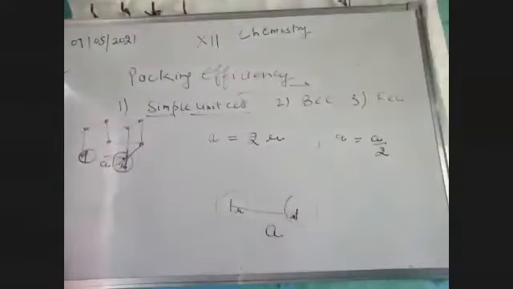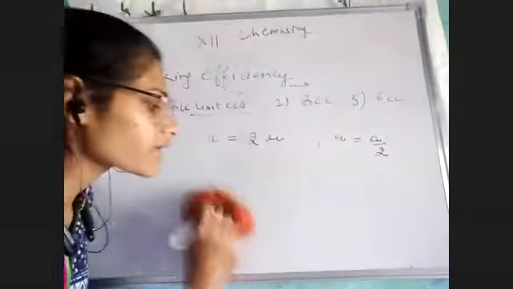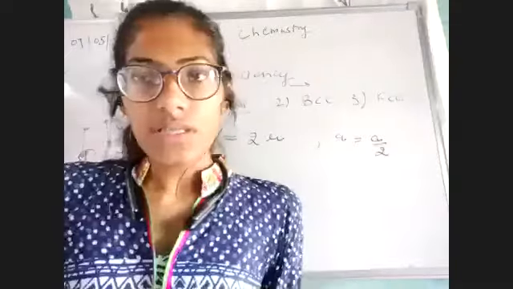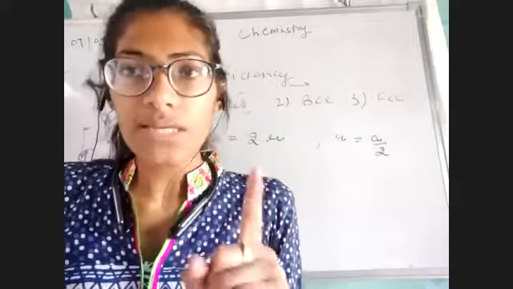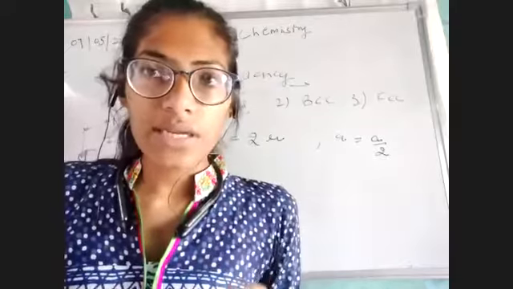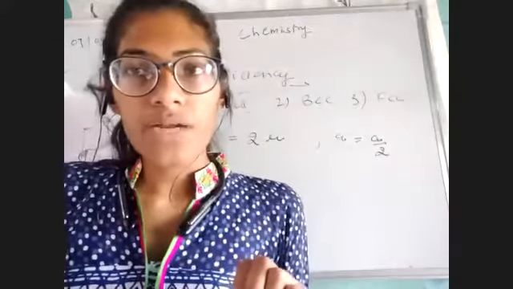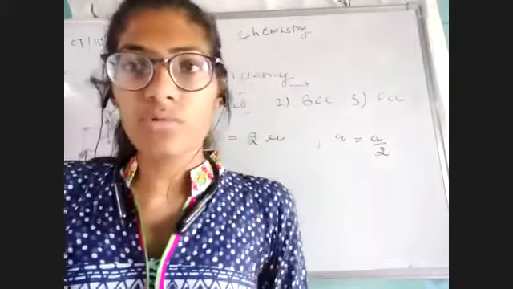Okay. Now, we know very well that in a simple cubic unit cell, the number of atoms present equals 1. In the last class, we have seen that the number of atoms present in a simple unit cell equals 1. The number of atoms present in a face-centered unit cell is equal to 4. And the number of atoms present in a body-centered unit cell equals 2. We have just gone through that numerical derivation.